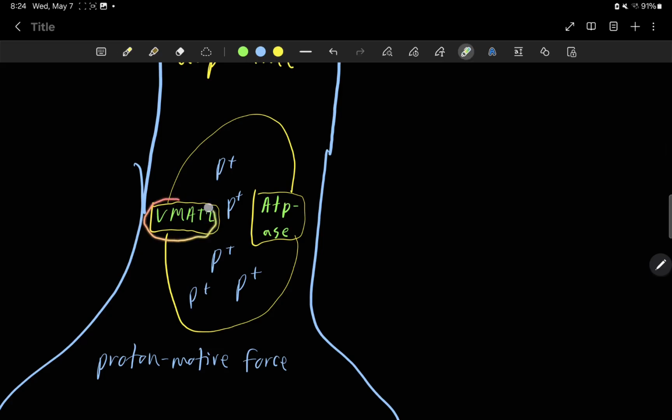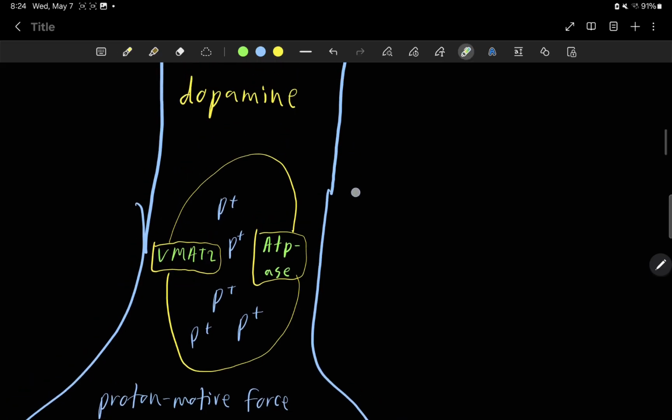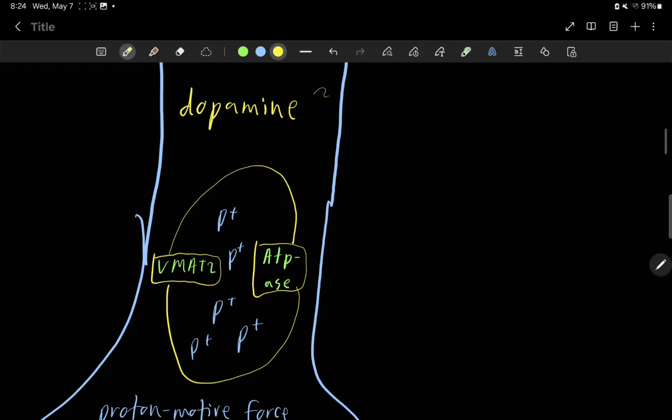Now your VMAT2 comes into play. What it does is it can exchange your positively charged cationic dopamine for your positively charged protons. It exchanges one positive thing for another. So it pumps out your protons and it pumps in your dopamine, effectively replacing your protons inside the vesicle with dopamine. And in doing so, it's able to get a bunch of dopamine into your vesicles where it can remain nice and safe and happy until it's really needed. And we have successfully packaged dopamine.